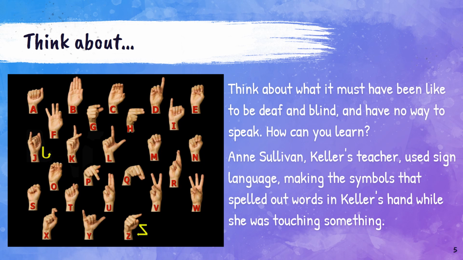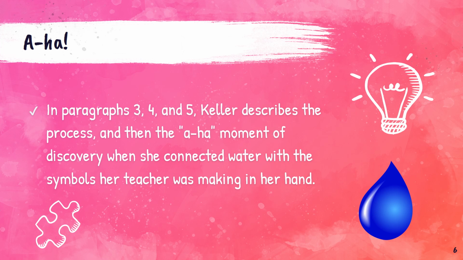Here to the left, you see American Sign Language. In the story that you read about Helen Keller, Anne Sullivan, her teacher, used sign language by making the symbols that spelled out the words in Keller's hand while she was touching something. In paragraphs 3, 4, and 5 of the text, Keller describes the process that was taken by her teacher, and then the aha moment of discovery when she connected the water that she was touching with the symbols her teacher was making in her hand.